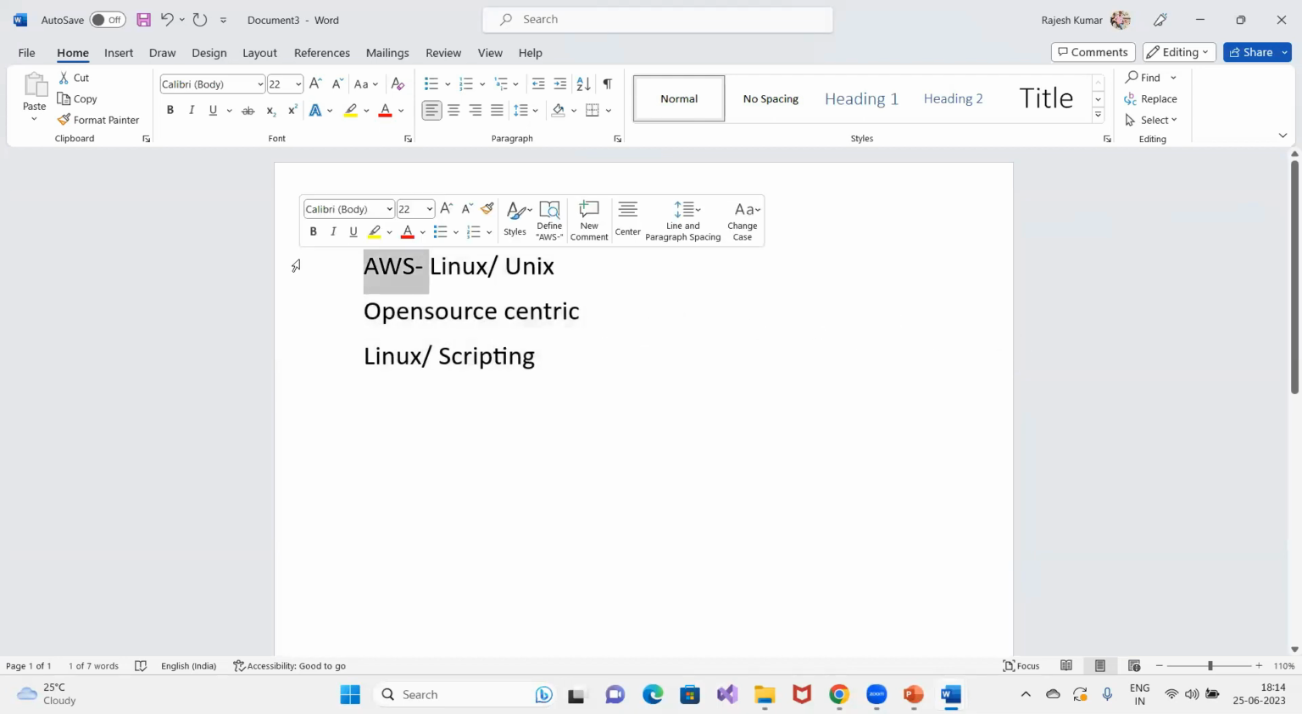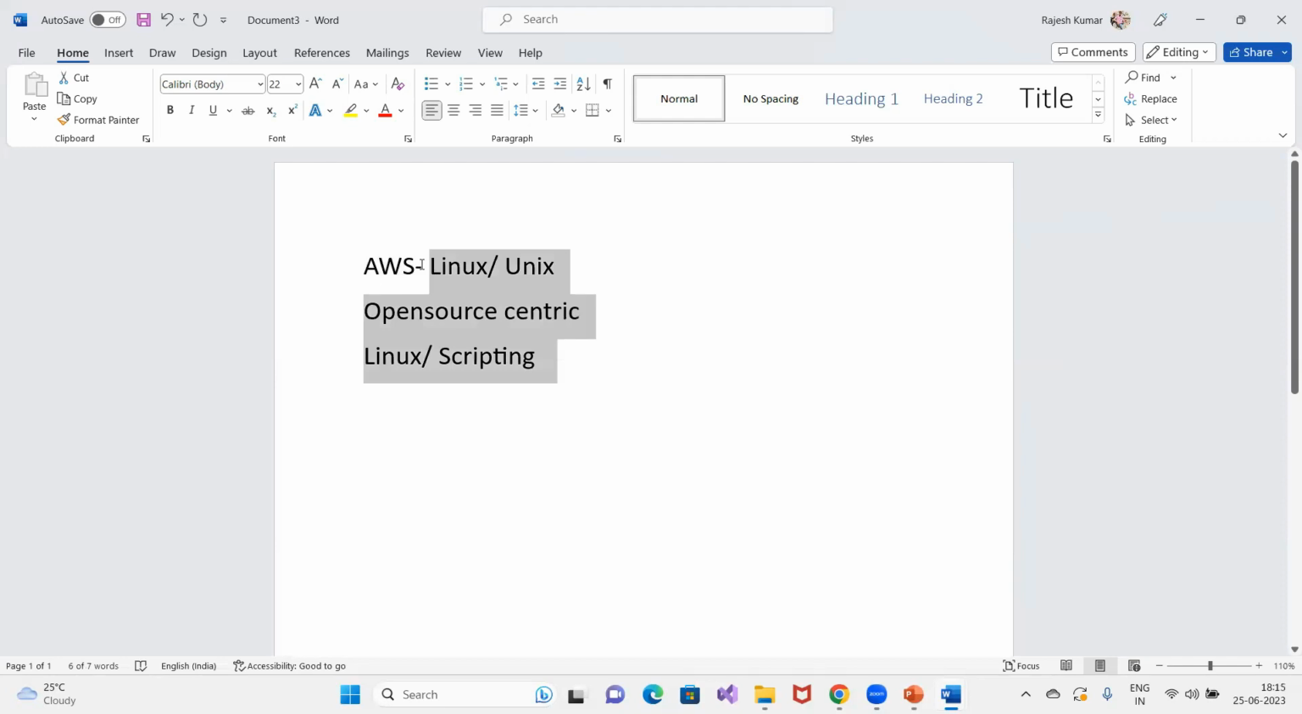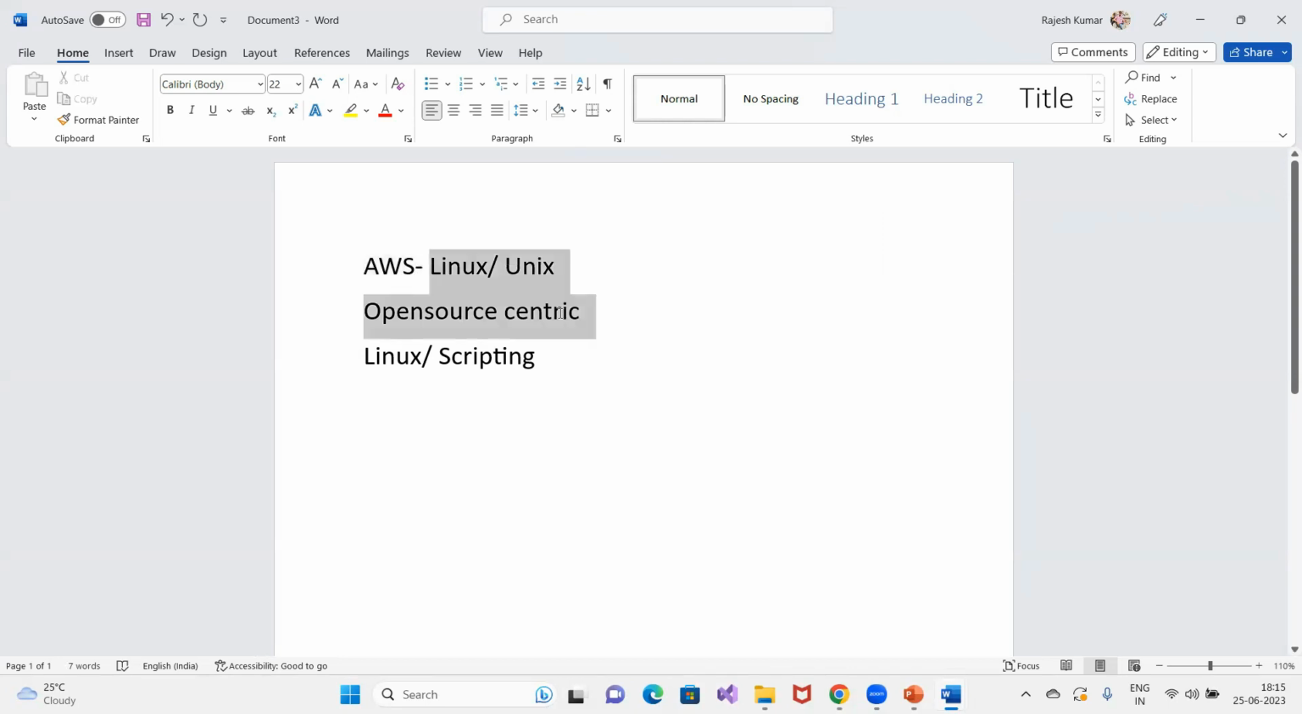I am not saying AWS is a bad thing. I am also supporting AWS in my company. I am working on the hybrid cloud, but in order to work on AWS, you will have to learn all these things. Then you can do the AWS course. Then you can get a job in AWS. So the person who feels that Linux is not their cup of tea should not go with AWS, because in AWS, mostly the job will be on the Linux platform.